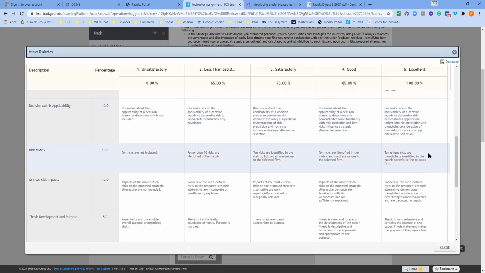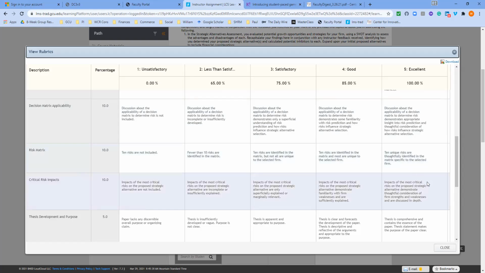Then you have the risk matrix. 10 unique risks are thoughtfully identified in the matrix specific to the selected firm. So pick 10 unique risks to Sparklight or Walmart or Amazon. Make sure you pick those. Don't just describe what risks are. Tell me specifically what are 10 unique risks to the firm that you selected for this course.